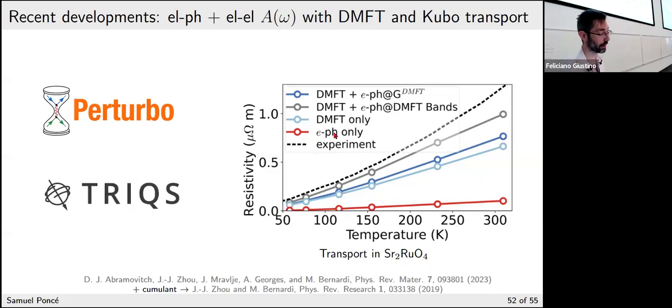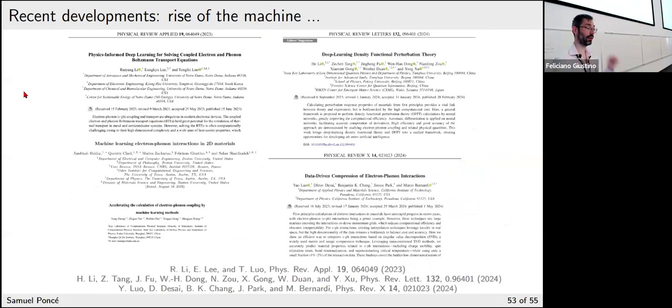And so I want to finish with a very recent trend that you are all aware of, which is the fact that now we have a lot of machine learning, and actually there are some quite interesting recent papers in which they do machine learning on density functional perturbation theory.